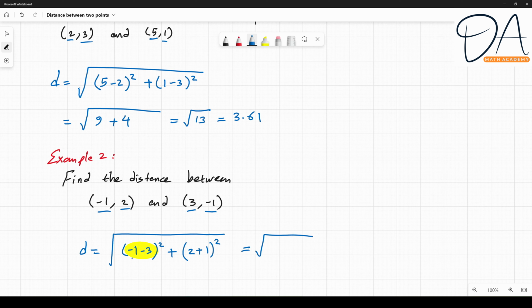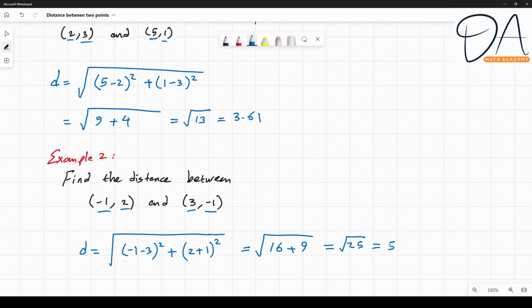This is equal to -1 minus 3, that is minus 4. When you square it, you get 16. The minus becomes positive, so you get 16. And 2 plus 1, that's 3. When you square it, you get 9. So 16 plus 9, that is 25. And the square root of 25 is 5.